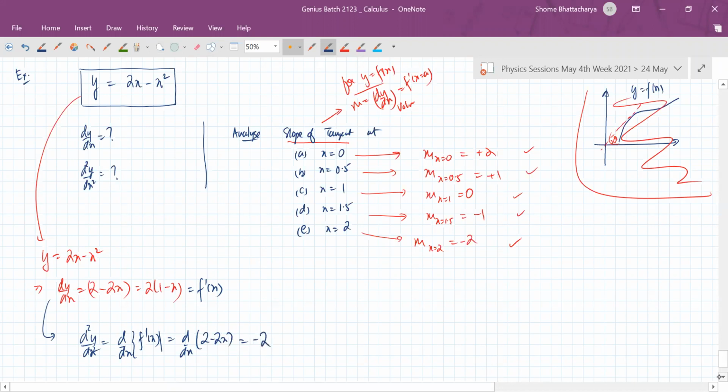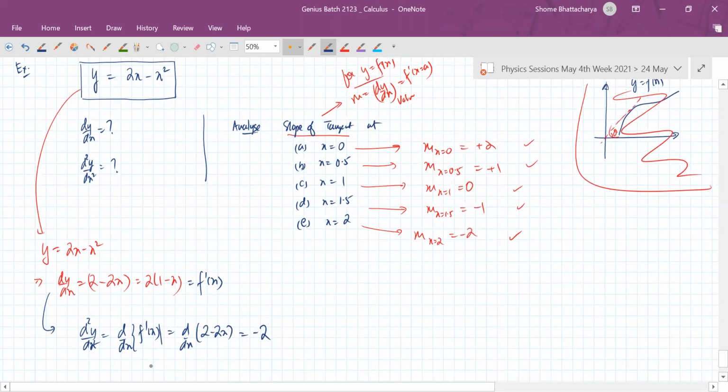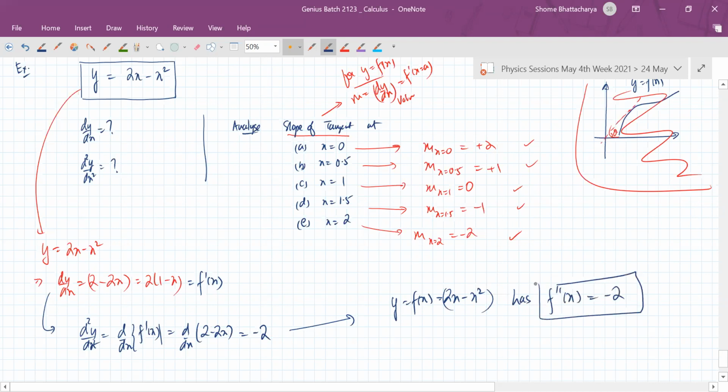Now remember what was the information that the second derivative used to give us? It used to give us information about the slope of the tangent. So what we are analyzing here, that this function has second derivative equal to minus 2. So what that tells me, that means the slope of tangent is always decreasing.